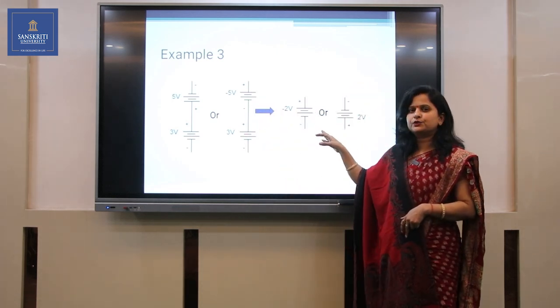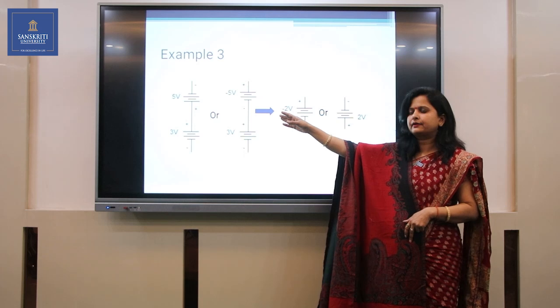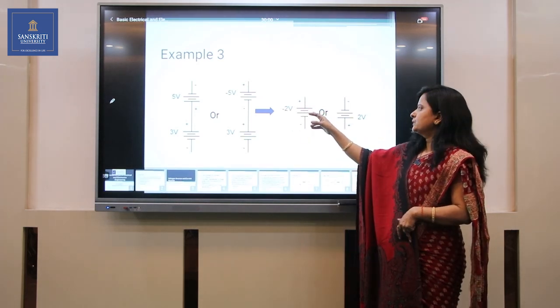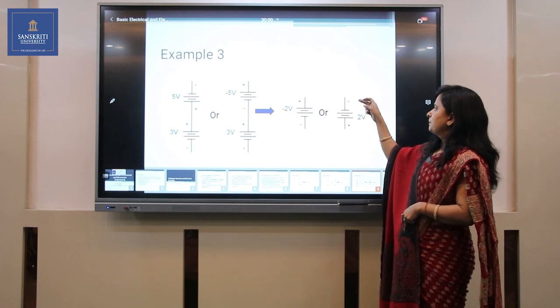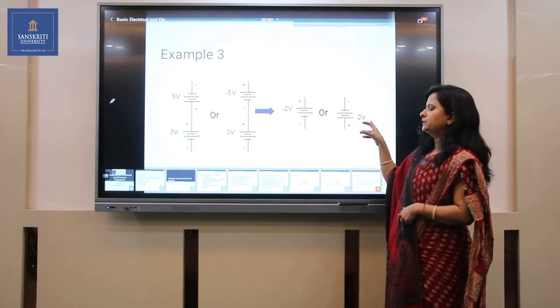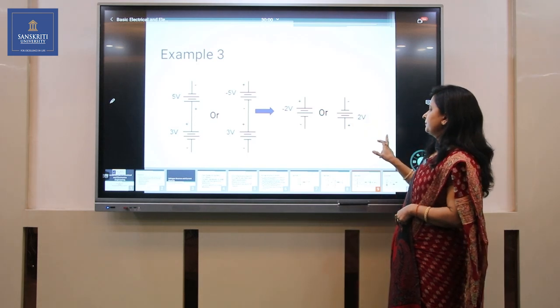So the resultant voltage source is representing that two batteries is minus 2 volt with polarity as plus minus. So it can be represented as minus plus with the negative polarity, means 2 volt. So 2 volt minus plus.